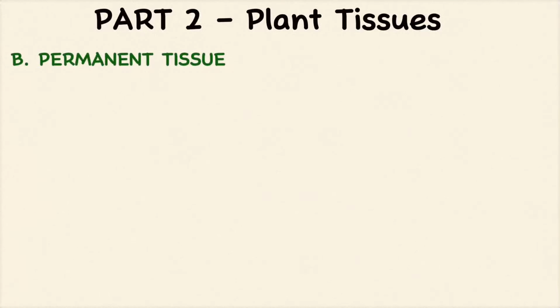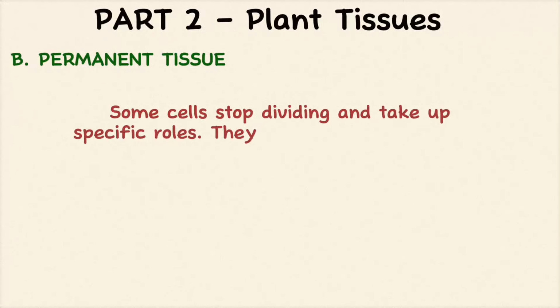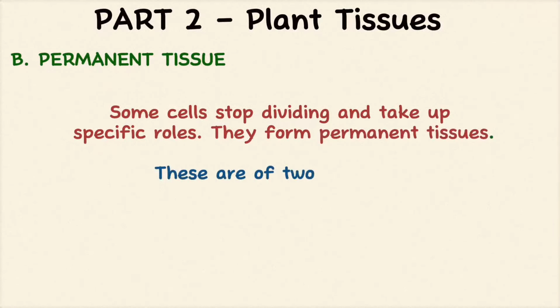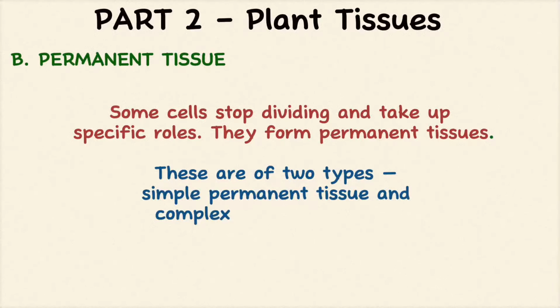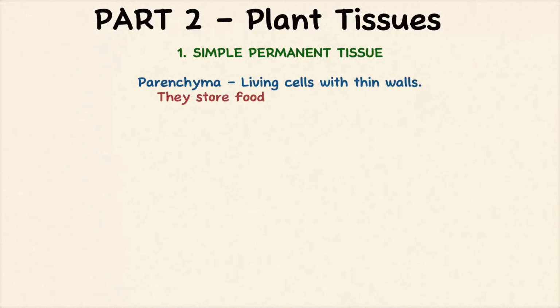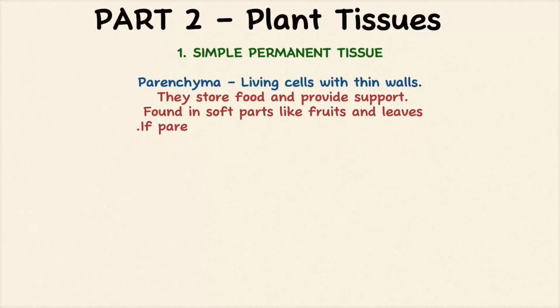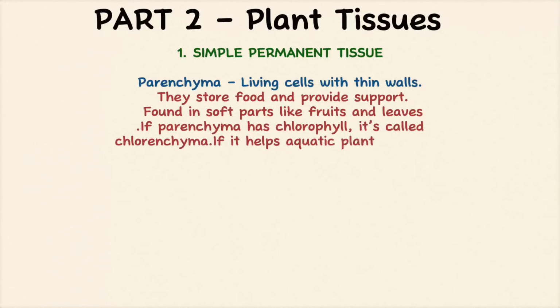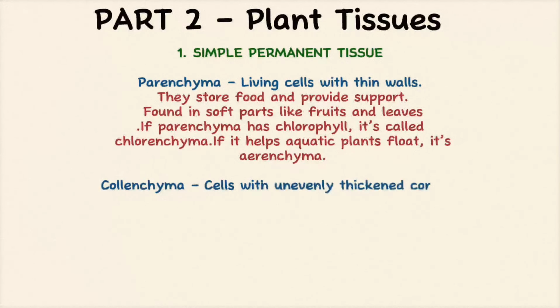B. Permanent tissue. Some cells stop dividing and take up specific roles. They form permanent tissues. These are of 2 types: simple permanent tissue and complex permanent tissue. 1. Simple permanent tissue. Parenchyma. Living cells with thin walls. They store food and provide support. Found in soft parts like fruits and leaves. If parenchyma has chlorophyll, it's called chlorenchyma. If it helps aquatic plants float, it's aerenchyma.